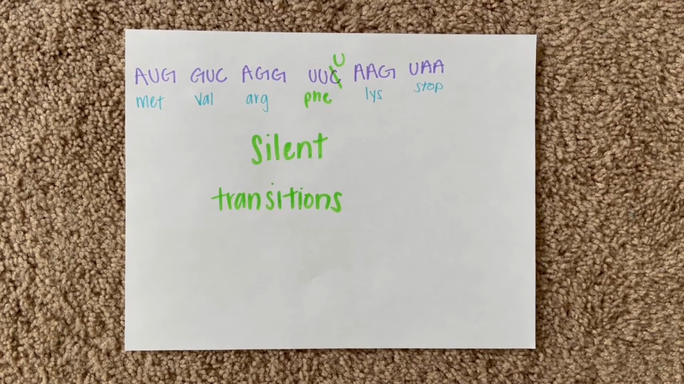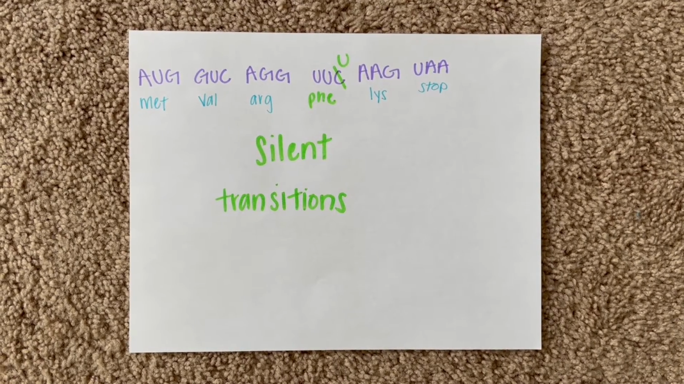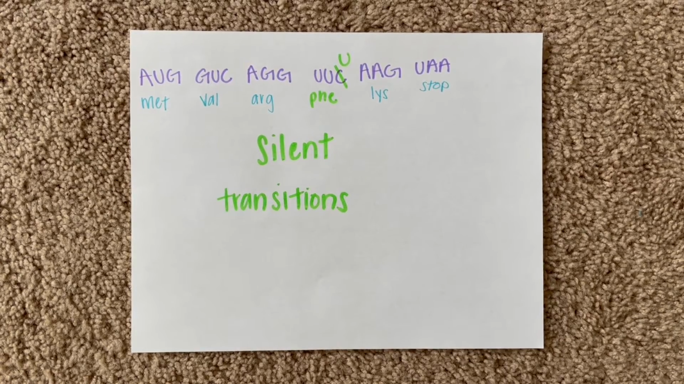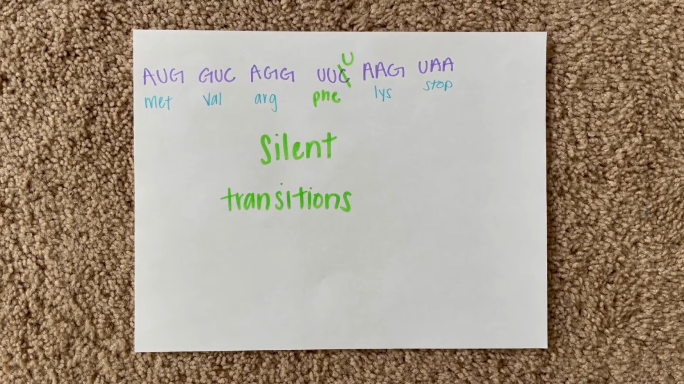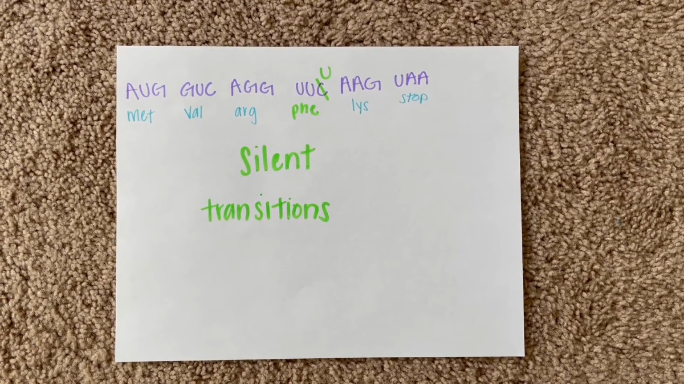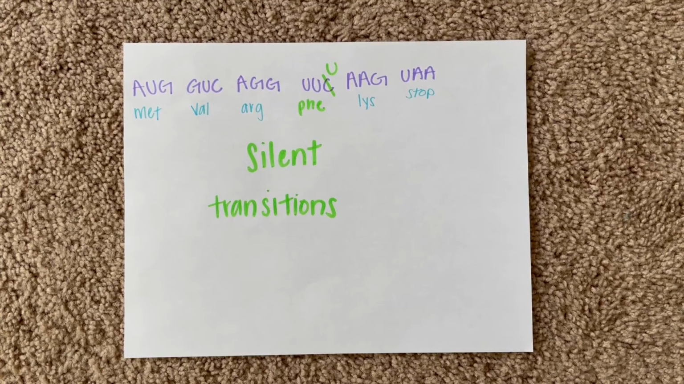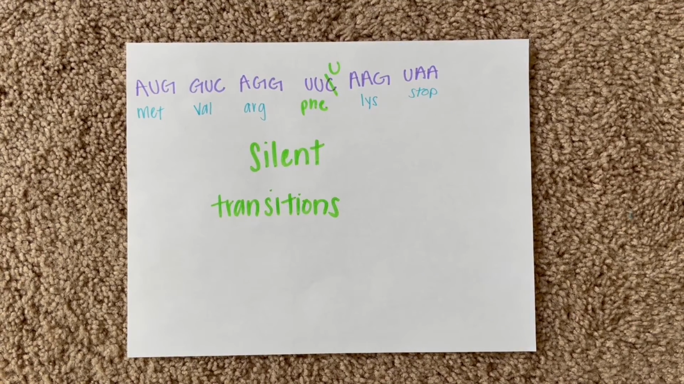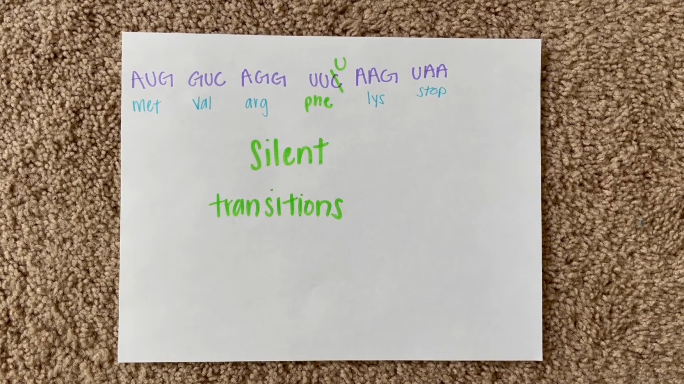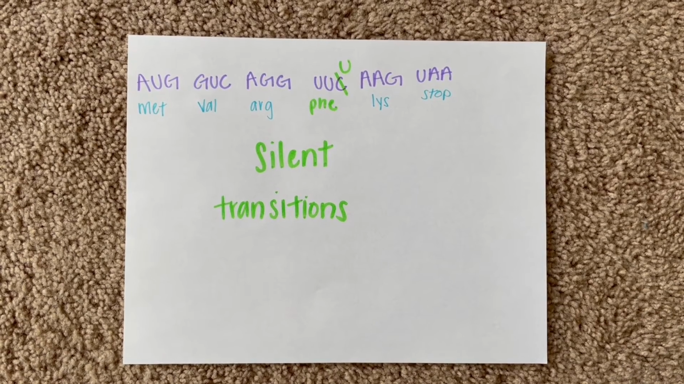The final type of mutation we are looking at today is a silent mutation. A silent mutation is when a base pair is changed, but the amino acid it codes for does not change. So the protein does not change. In this example, the C was changed to a U, and both UUC and UUU code for Phe. This example is also a transition mutation, which is a change between a purine and another purine, or a pyrimidine and another pyrimidine.